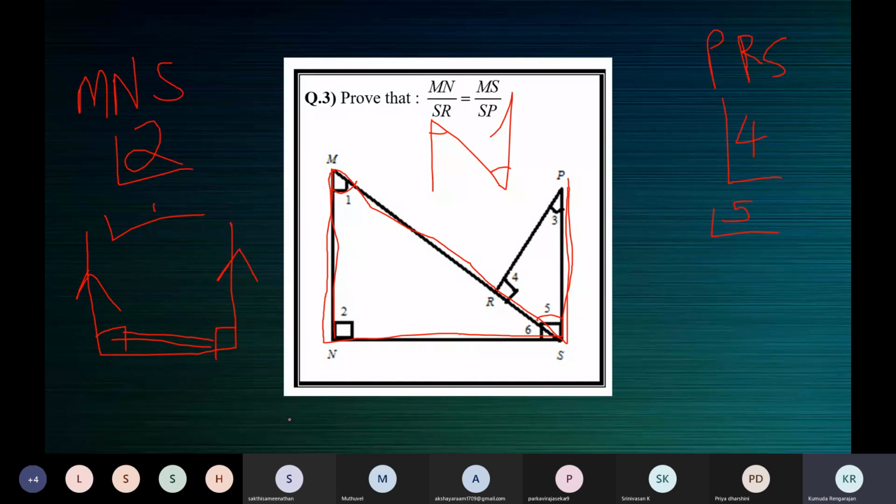So how do we name the triangles? If you say M, N, M and S, M goes with which angle, children? M goes with which angle in the other triangle? N goes with R, ma'am. N goes with R. And then the third vertex P. So MNS is similar to SRP. So we have MN by SR is equal to MS by SP. In similar triangles, corresponding sides are proportional.